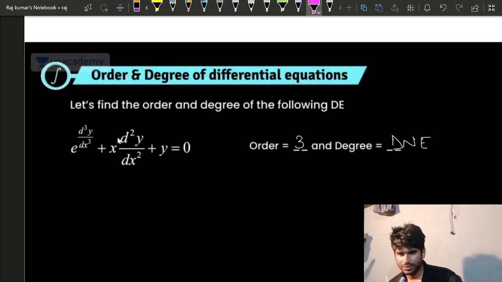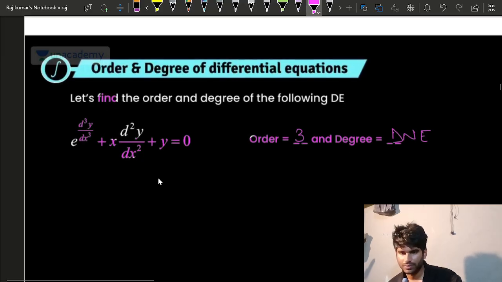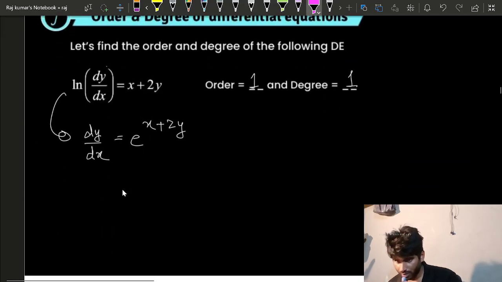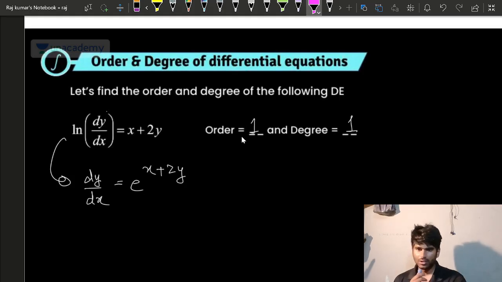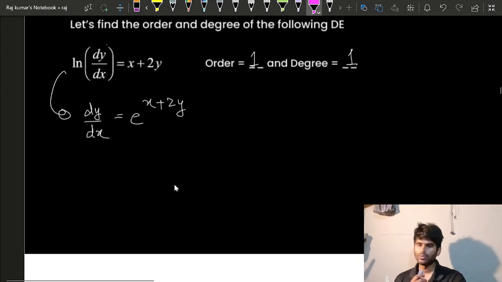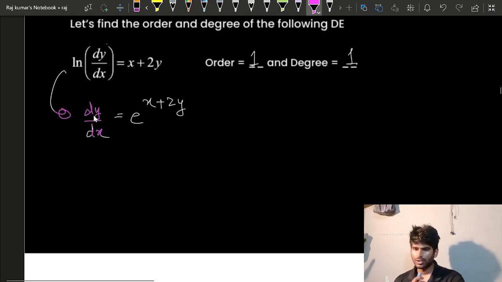So can you see d2y by dx2, but this one is this. So when we discuss the order, the highest is 3. So that's why it comes to 3 and the degree is not possible. I hope you understood, because here an exponential is coming, no? That's why. So let's find the order and degree of the following. So log this one. So we can write dy by dx is equal to, when we remove the log, e to the power x plus 2y. So the order comes to 1 and the degree also comes to 1 because we take this one. I hope you understood. No?